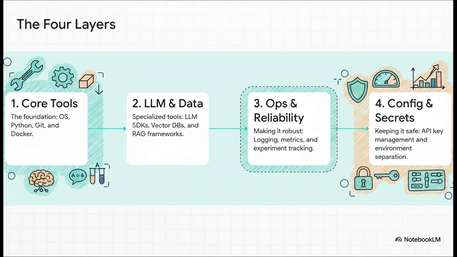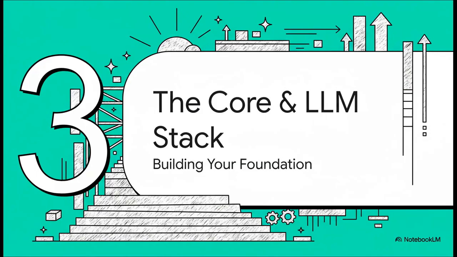Layer 1 is your foundation, the core developer tooling, the absolute must-haves. On top of that, we add Layer 2, the specialized LLM and data tools. This is where the magic happens. Then Layer 3 is where we get serious about making it robust, with ops and reliability. And finally, Layer 4 wraps it all up, keeping it secure and configurable. This isn't just a random list, it's a blueprint for building something solid. Okay, enough theory, let's actually start building this thing, layer by layer. We'll start with the first two, the core and LLM stacks.